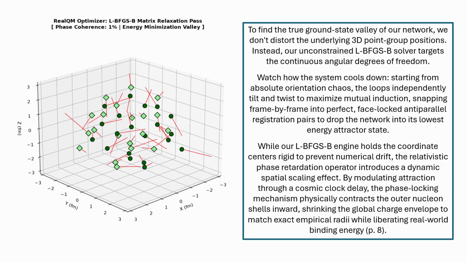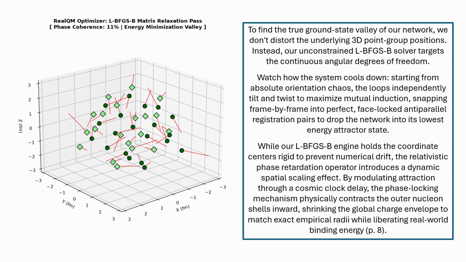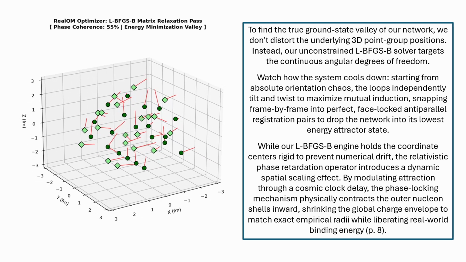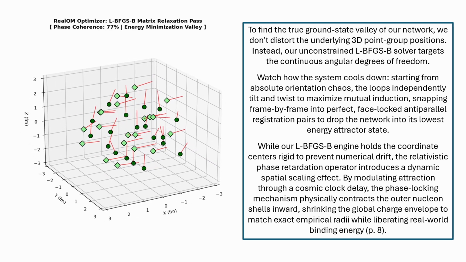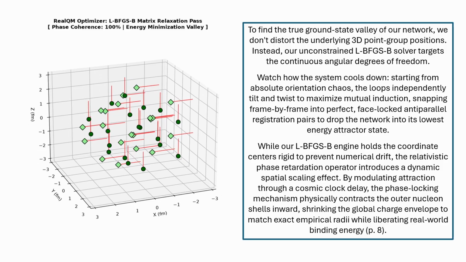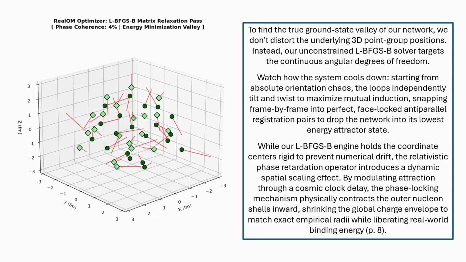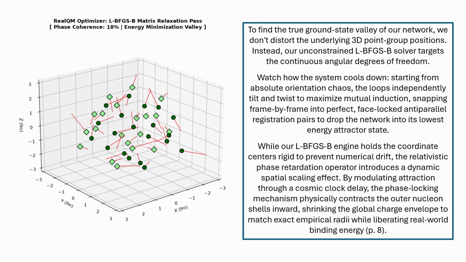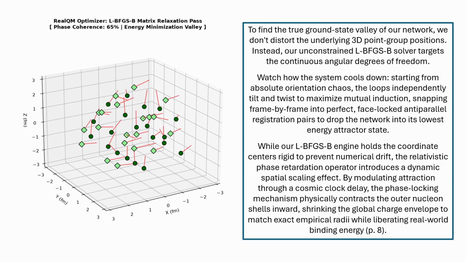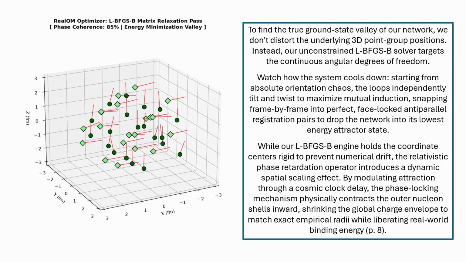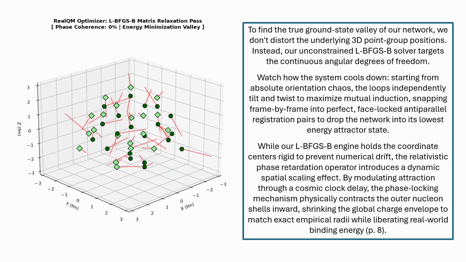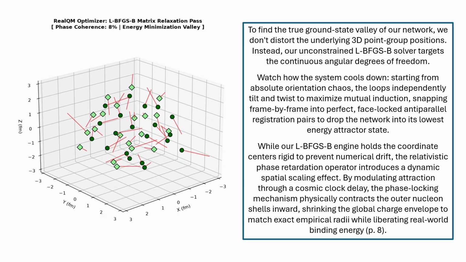So the L-BFGS-B engine, forget about the abbreviation and what it means, but it holds these coordinates. We hold the coordinate centers rigid to prevent numerical drift, the liquid drop model. But the relativistic phase retardation effect does introduce a dynamic spatial scaling effect. And so it does lead to changes in the position, in the sense that we have a global contraction for all of the nucleon positions for these shells, a physical contraction. So that's it, basically. All of the charge and these protons and neutrons, the dual charge and currents.